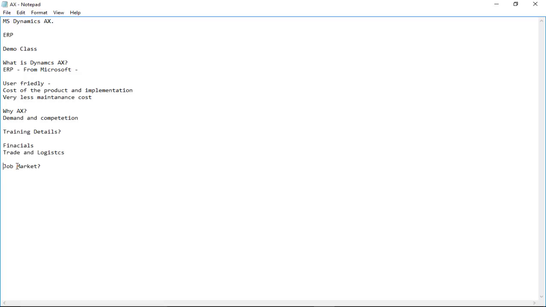If a company has 10 employees, maybe one employee may be part of manufacturing, and the others are part of financials or trade and logistics. So we provide this training. Financials, when I say financials, includes different modules. Financials means what? In a project. Okay, let me explain what a project is and what our role is, then you will understand what financials and trade and logistics are.